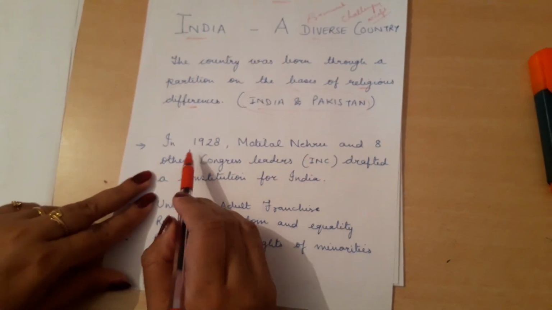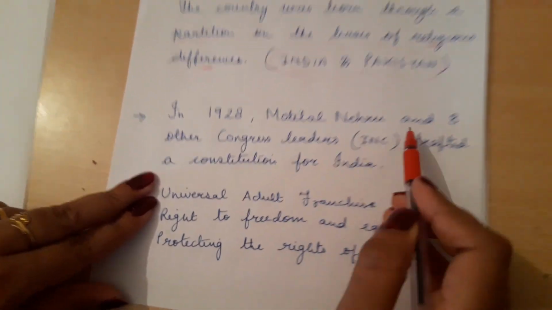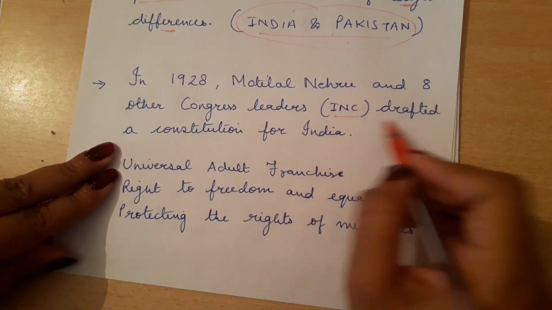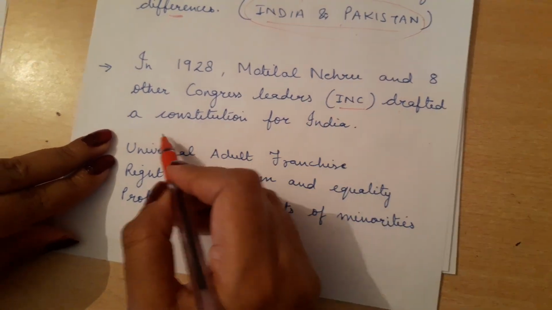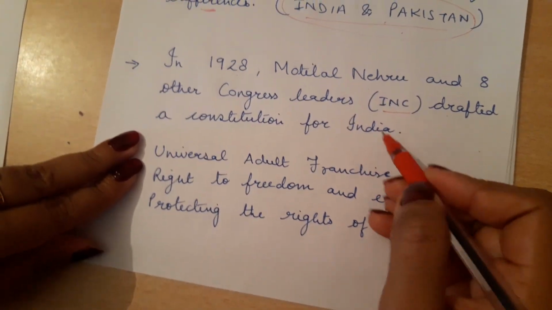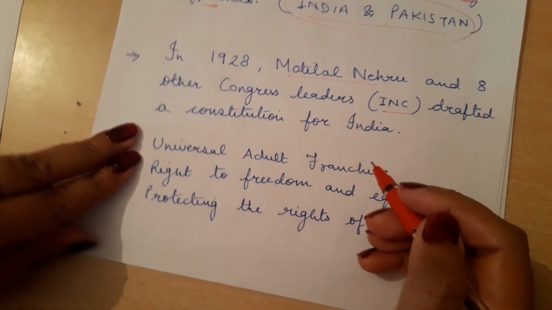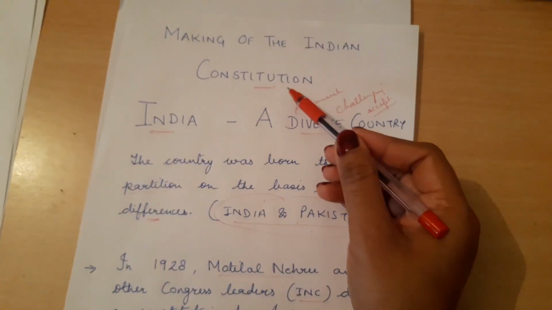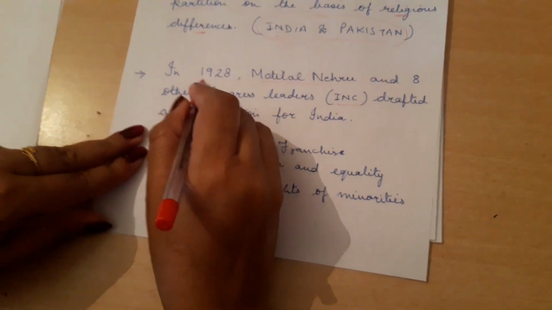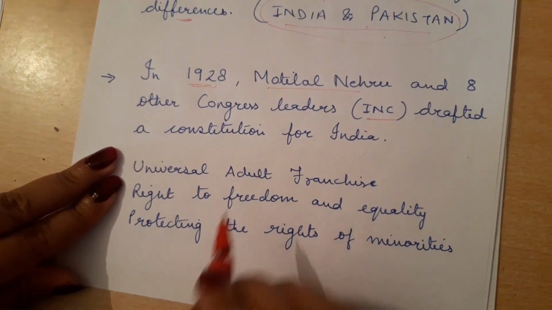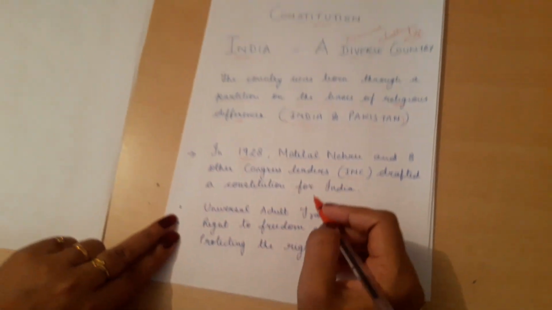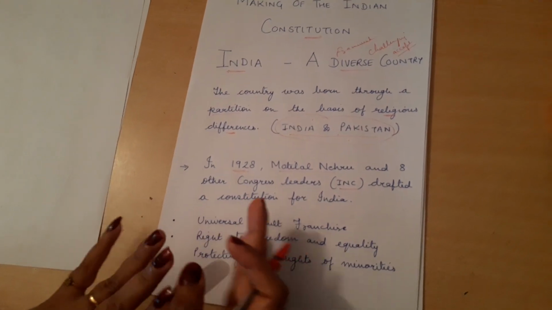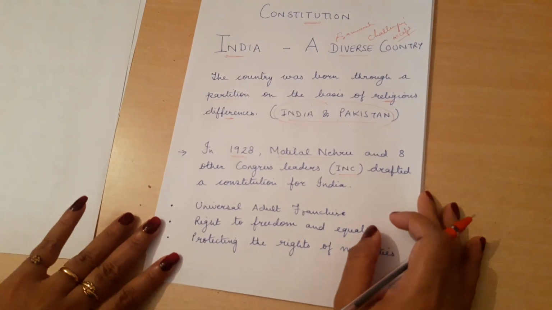So then in 1928, Motilal Nehru and 8 other Congress leaders, INC, Indian National Congress, drafted a constitution for India. So Motilal Nehru took the initiative. He was given the responsibility to draw these laws for the constitution. It was started in 1928. Okay, so before independence only, when Britishers were about to leave our country and give it into our own hands, somehow we could make it out.